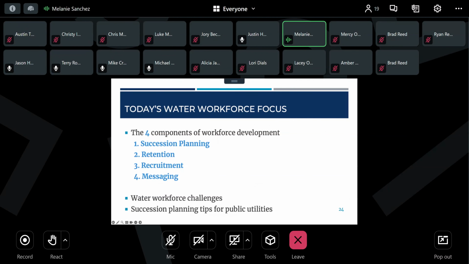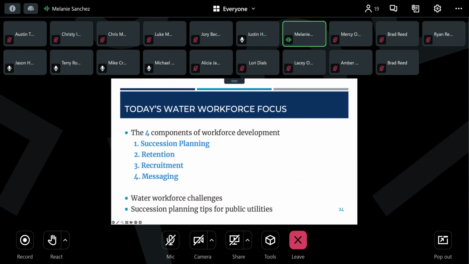Recruitment, so how are we selling younger generations on working in the water and wastewater industry? And then lastly, messaging, right? So how are you sharing what you do with the public? Does the public know about the water and wastewater facility in their area? And after we go into a bit more depth on those 4 components, we'll touch on workforce challenges as well as some succession planning tips for public utilities.